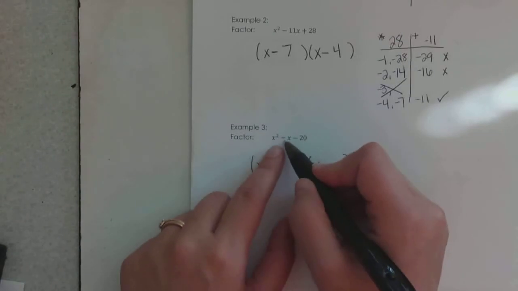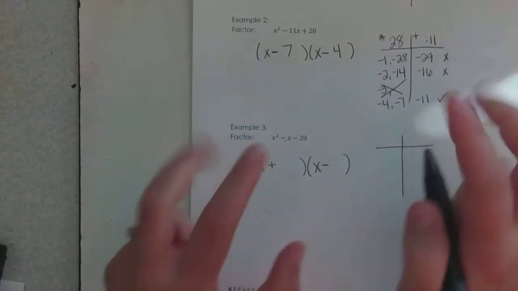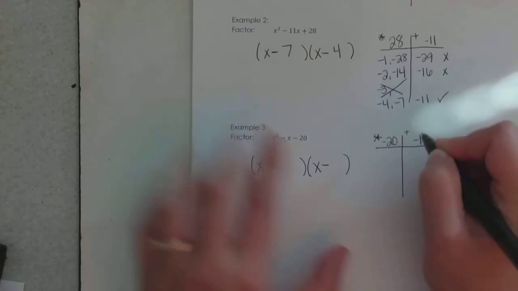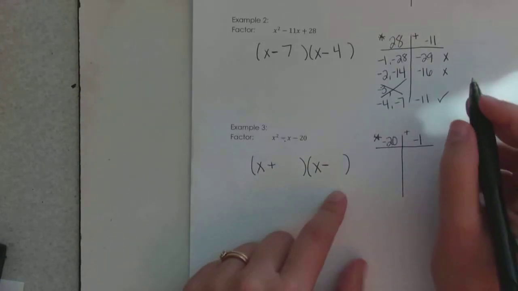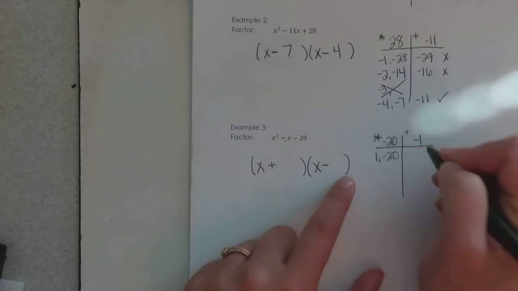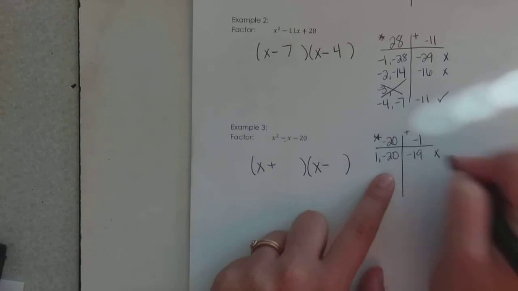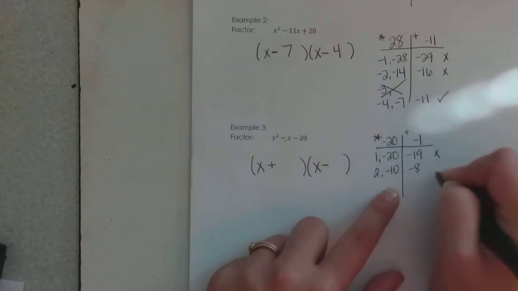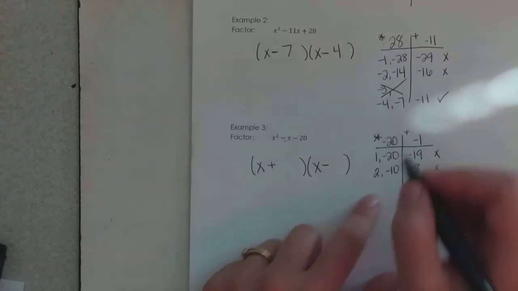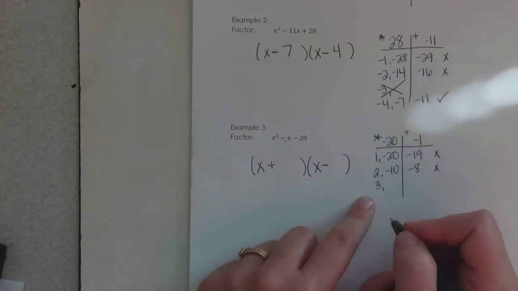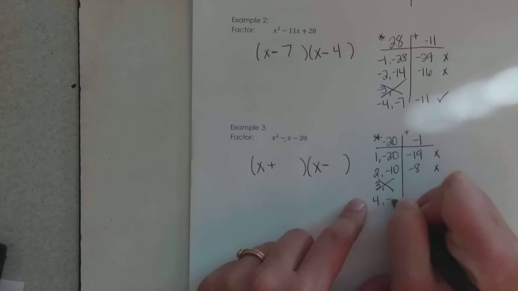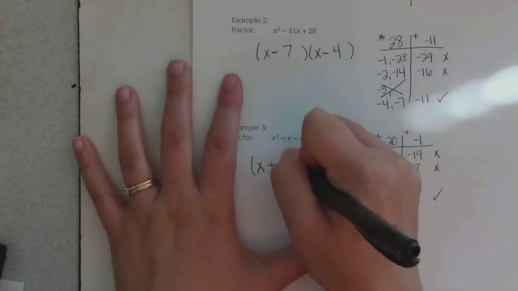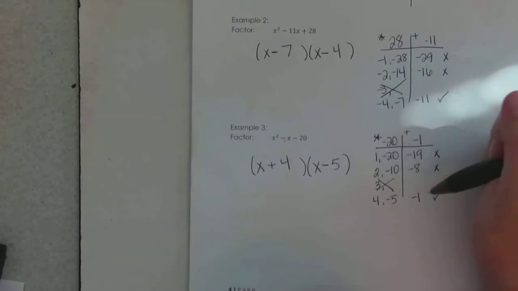Now, if my two numbers combine and leave me with a negative answer, that just means my bigger number is going to be negative. So when I'm filling in my T-chart, they're going to multiply to negative 20 and add to negative 1. So I've got 1 and negative 20. That gives me a negative 19, not what I'm looking for. I've got a 2 and a negative 10. This gives me a negative 8. Not what I'm looking for. I go to 3. Well, 20 divided by 3 is a decimal. I go to 4 and a negative 5. Gives me a negative 1. Winner, winner, chicken dinner. Plug it in.